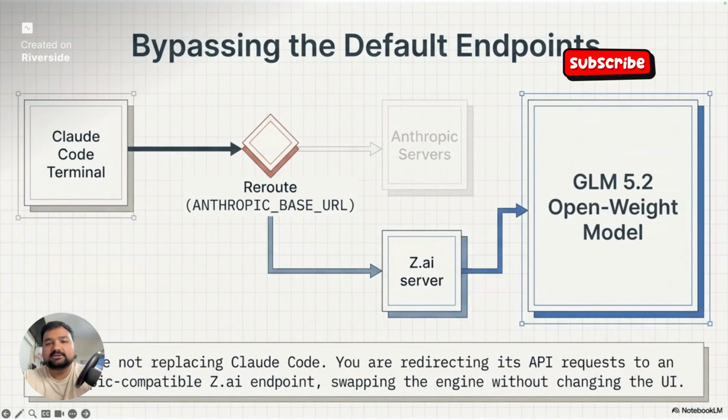So let's talk about bypassing the default endpoints. This slide shows what happens behind the scenes. Normally, Claude Code talks to Anthropic servers, but with this setup, we reroute the request, and Claude Code sends the request to the custom base URL. That request goes to Z.ai's servers, and Z.ai runs the GLM 5.2 open weight model. So you are not replacing Claude Code, you are redirecting Claude Code's API request to the Anthropic compatible endpoint.